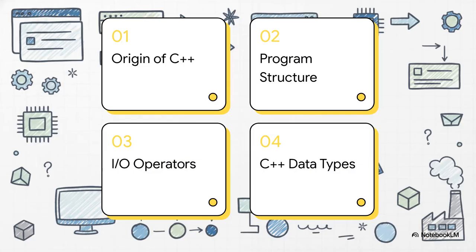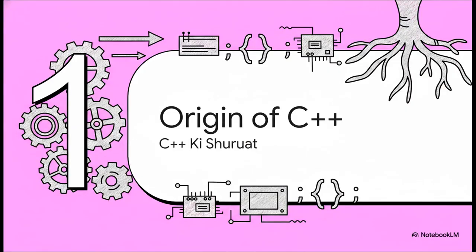To keep things super clear, we've broken today's journey down into 4 manageable steps. First up, the origin of C++. Second, the structure of a C++ program. Third, we'll look at input and output operators. And finally, number 4, C++ data types. All right, let's jump right into section 1, the origin of C++.